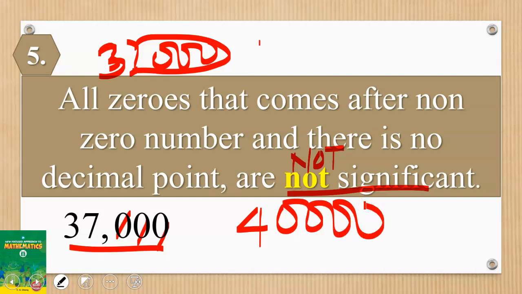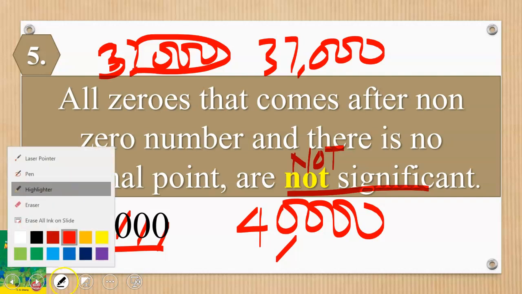And so 37,000 to 1 significant figure will be 40,000. I hope it makes sense. Be very careful with this part, right?